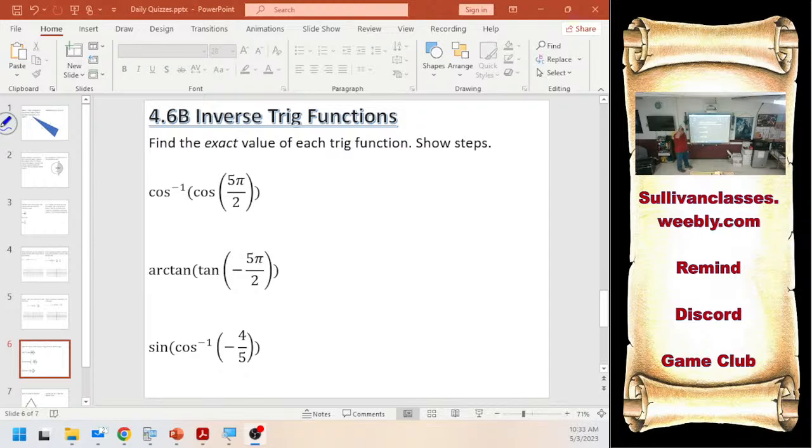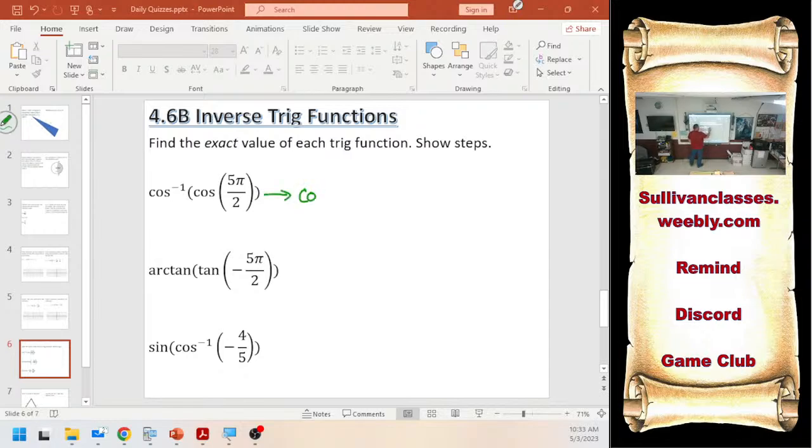Where's 5 pi over 2 on my unit circle? I got to go around, find the coterminal angle of pi over 2. Then what's the cosine of pi over 2? 0. So I do this in stages so I can get that partial credit in case I goof.